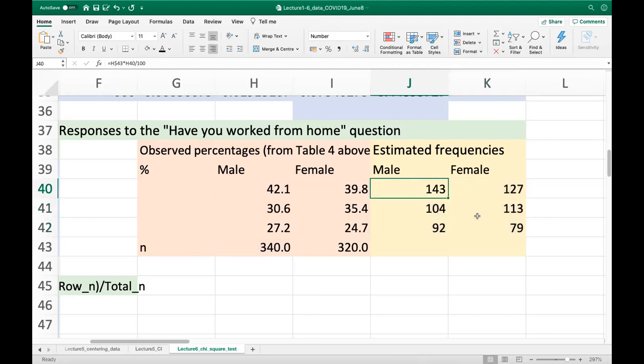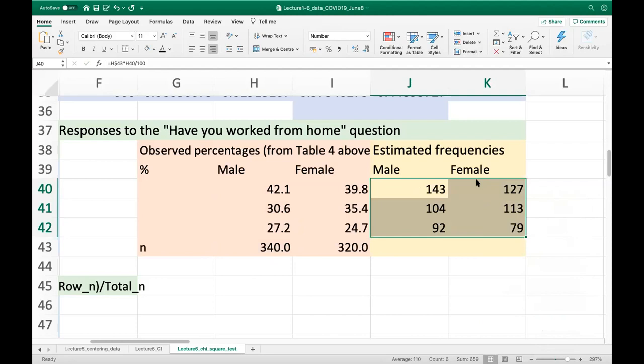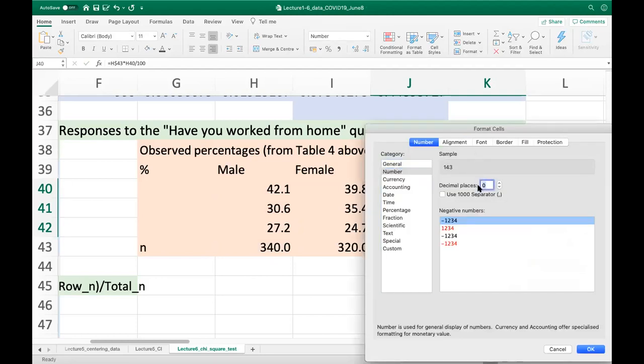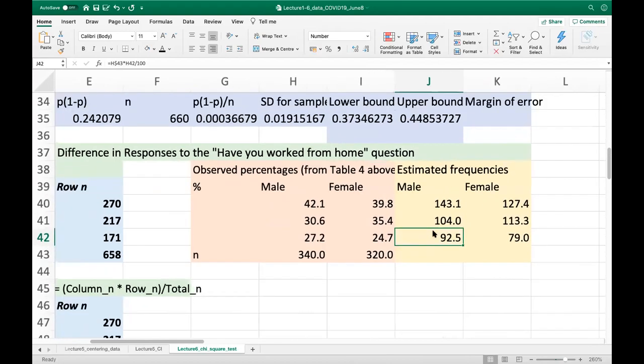Now the tricky bit is this: these frequencies, if you look carefully, are not rounded. I have already rounded them because I formatted them to display 0 places. If you show 1 decimal place, you'll see that some of them have 92.5. I don't know what exactly that frequency is, because you cannot have a half count. So that creates a little bit of a problem that you will see.